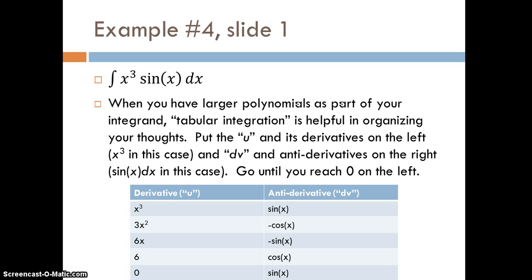So when you have larger polynomials as part of your integrand, tabular integration is helpful in just organizing your thoughts. All right, you're going to put the u, generally the polynomial, on the left side, which is x cubed and all of its derivatives, and dv and its antiderivatives on the right side. So we're going to start with sine of x, go up to negative cosine of x, and so forth. And you're going to go until you reach 0 on the left. On the next slide, you'll see what we're going to do with that.